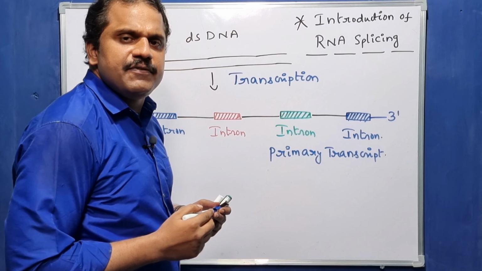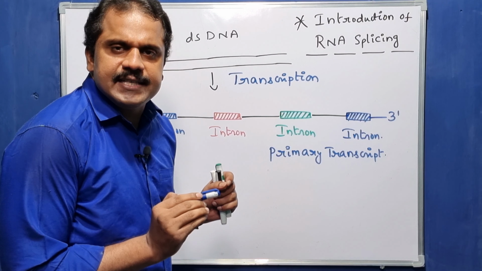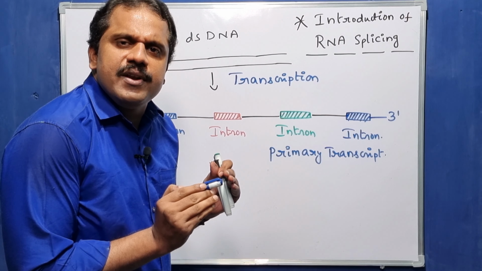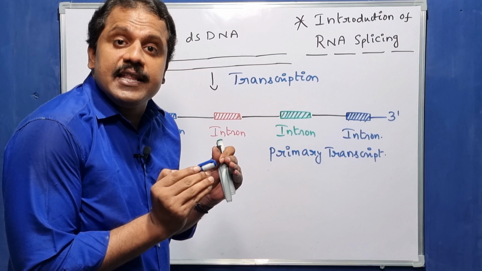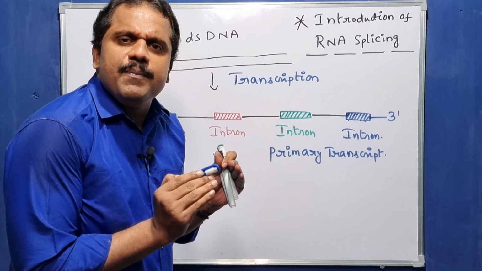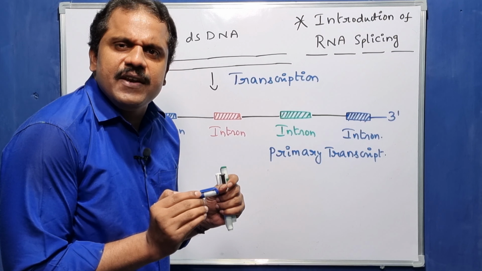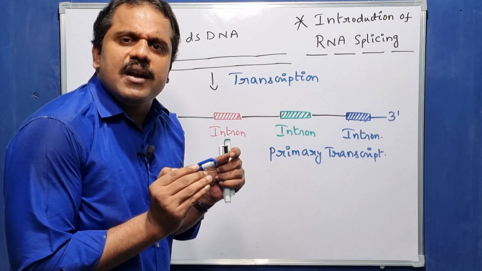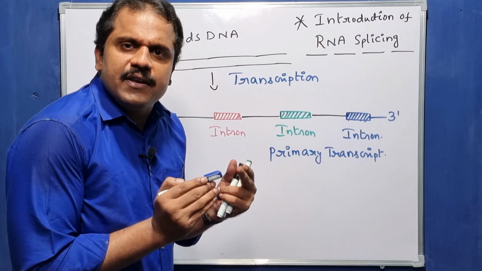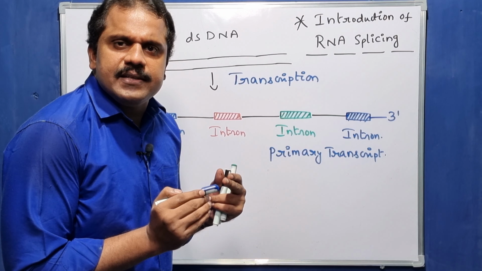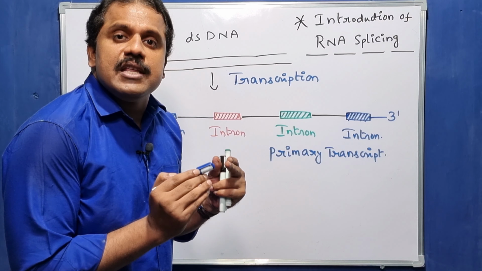The primary transcript synthesized during the transcription process possesses both the coding sequences and the non-coding sequences. The non-coding sequences, which are the introns, do not have any prominent role or any biological activity. Is it clear? So before the eukaryotic mRNA is exported from the nucleus to the cytoplasm, the introns have to undergo the splicing mechanism.